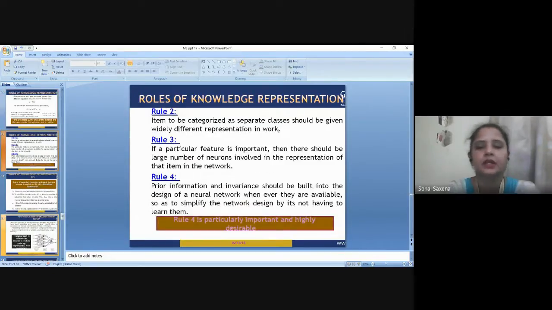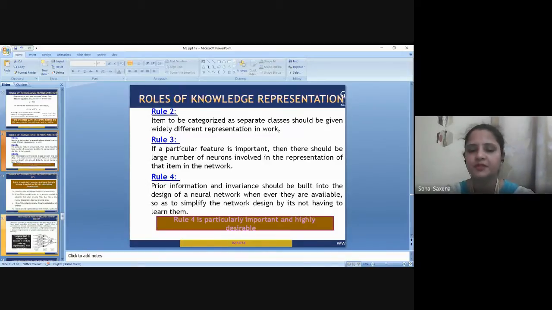Rule 2 is that items to be categorized as separate classes should be given widely different representations in the network. Then rule number 3 says if a particular feature is important, then there should be a large number of neurons involved in the representation of that item in the network. Then there is rule number 4, which says prior information and invariances should be built into the design of a neural network whenever they are available, so as to simplify the network design by not having to learn them.